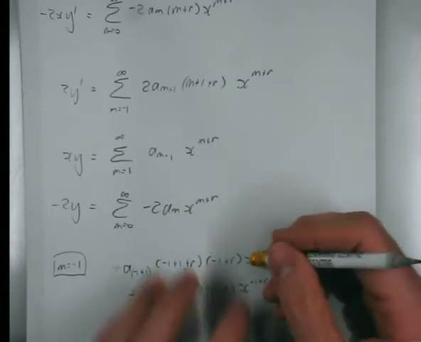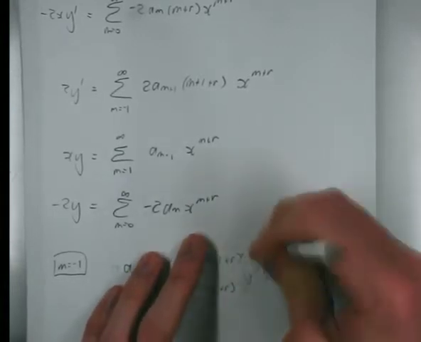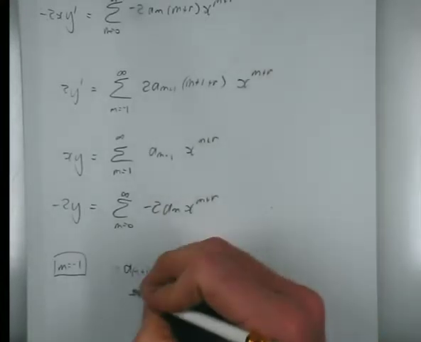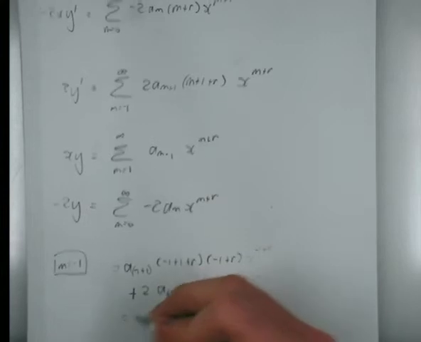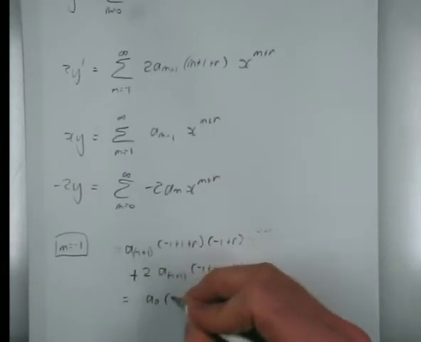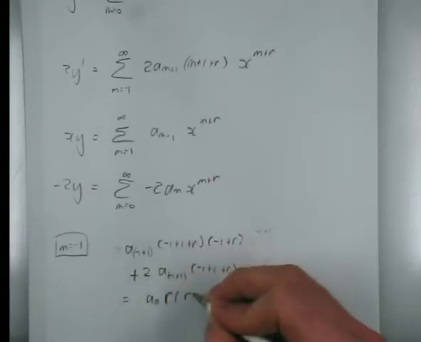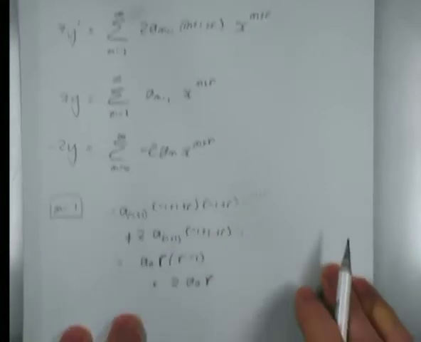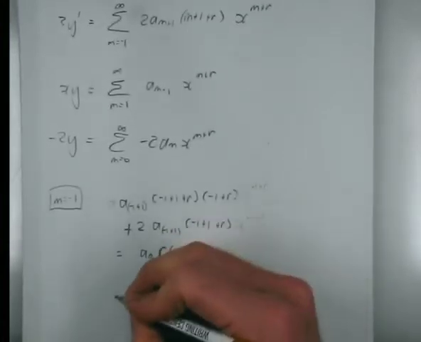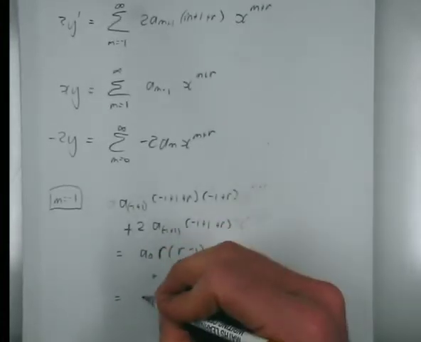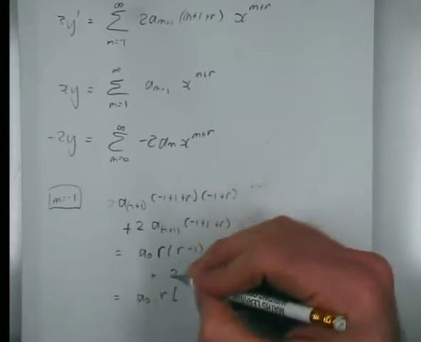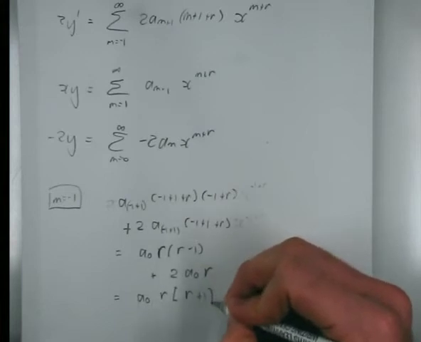And so this is my coefficient, okay? So that's my coefficient. It's equal to this, which is a0 r minus 1 plus 2 a0 r, which is a0 r outside of r minus 1 plus 2, which is r plus 1.